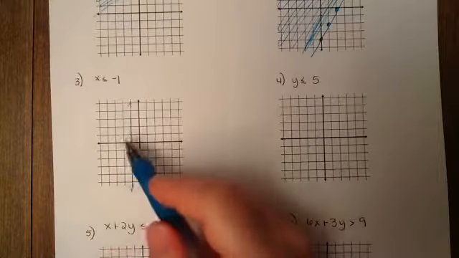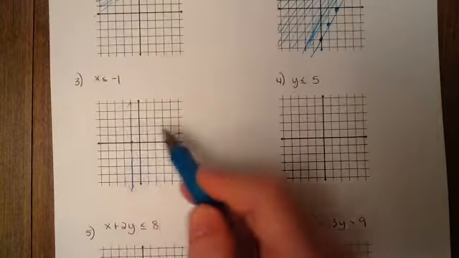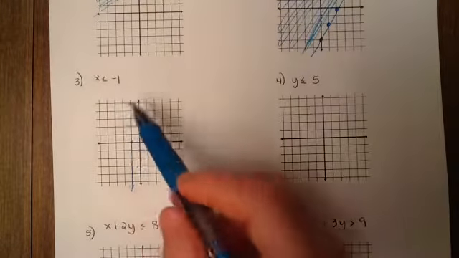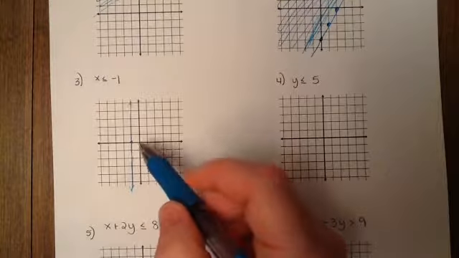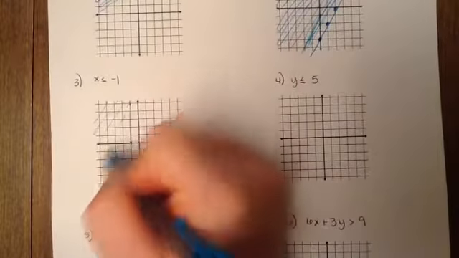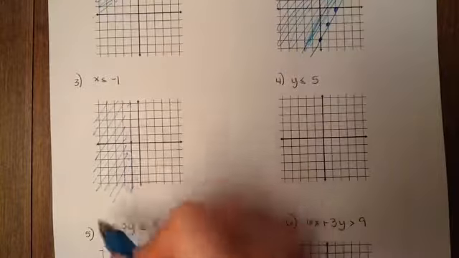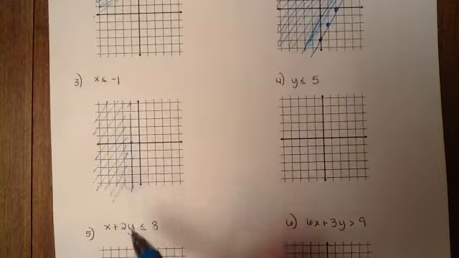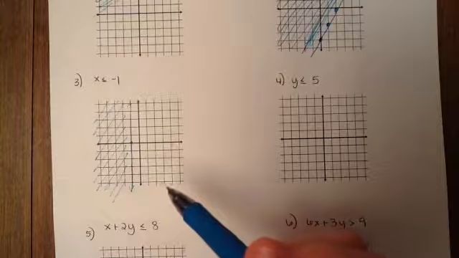Now this time I can't shade above or below. I can shade to the left or I can shade to the right. This is x is less than or equal to, so which way do you think I should go? Left or right? Less than will be to the left. Less than means all the smaller numbers, so that would be to the left. So anything in this shaded region or on the line would work. Nice job.